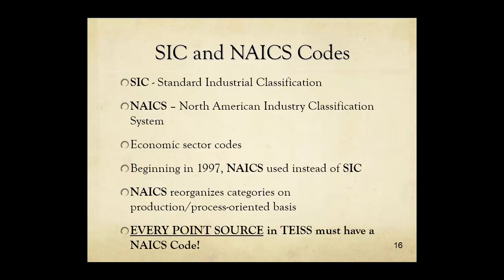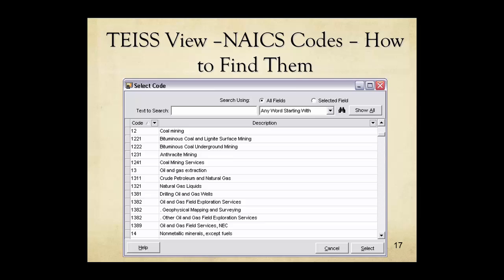But don't worry, the NAICS codes apply only to point sources. And these are economic sector type codes, like what business this is. The NAICS codes replaced the SCC codes in 1997, and every point source must have a NAICS code. So again, these are only for point sources. Remember, point sources only have NAICS codes. How to find them in TEISS? This is the panel that shows you the NAICS codes, and you can see based upon the small grabber bar here, there are a lot of them.